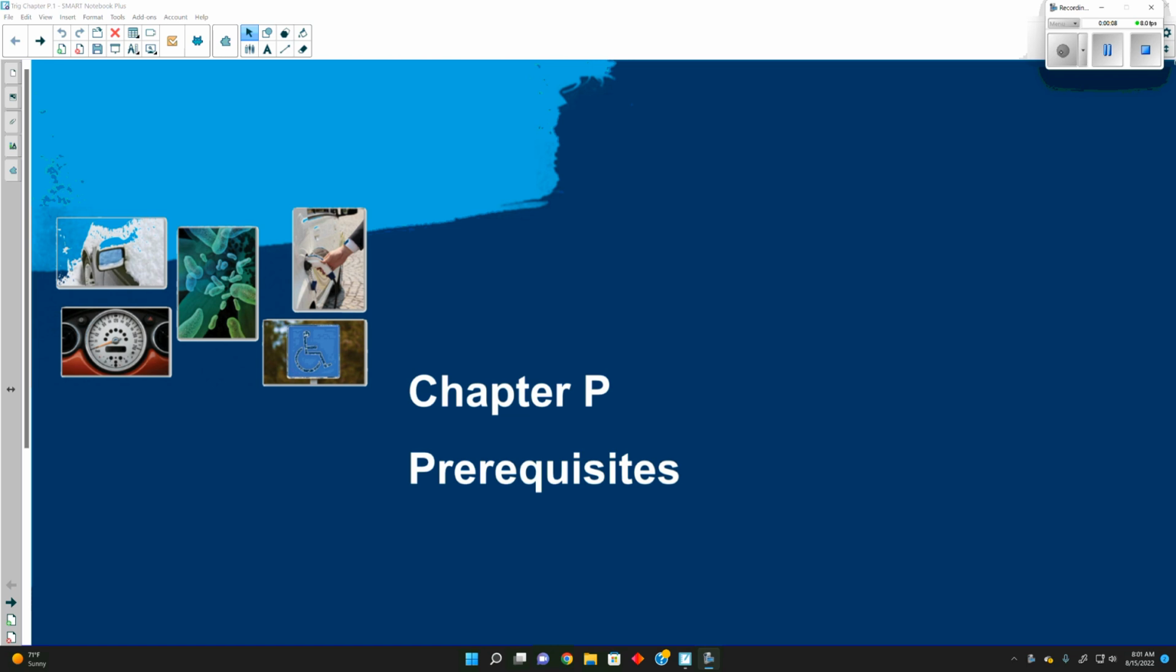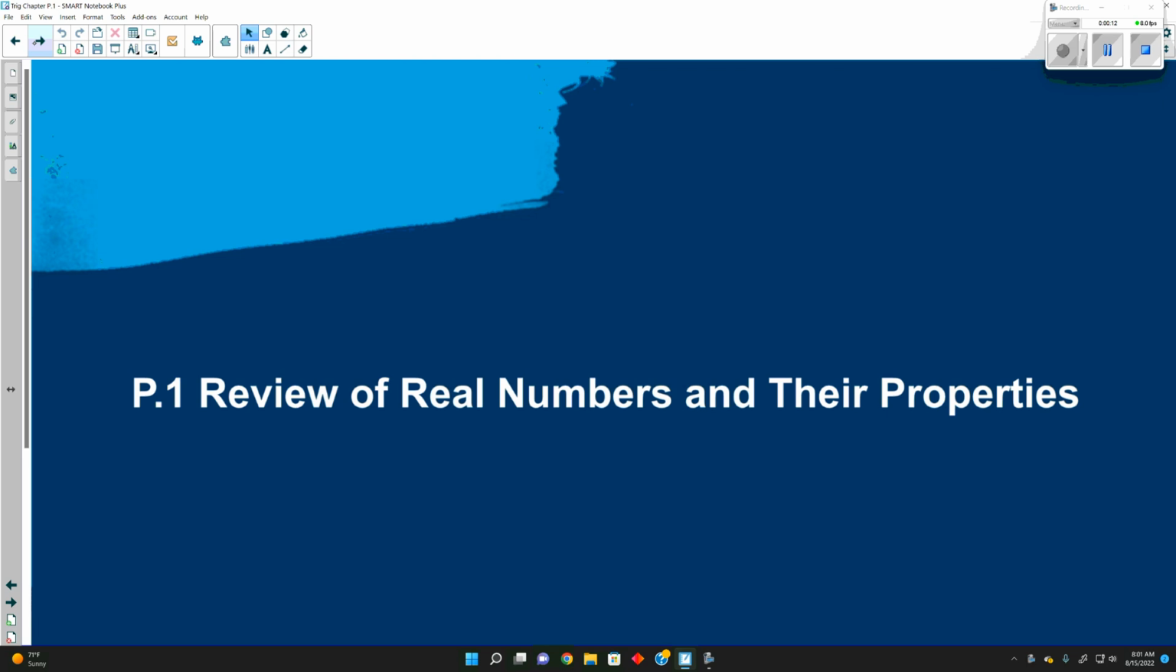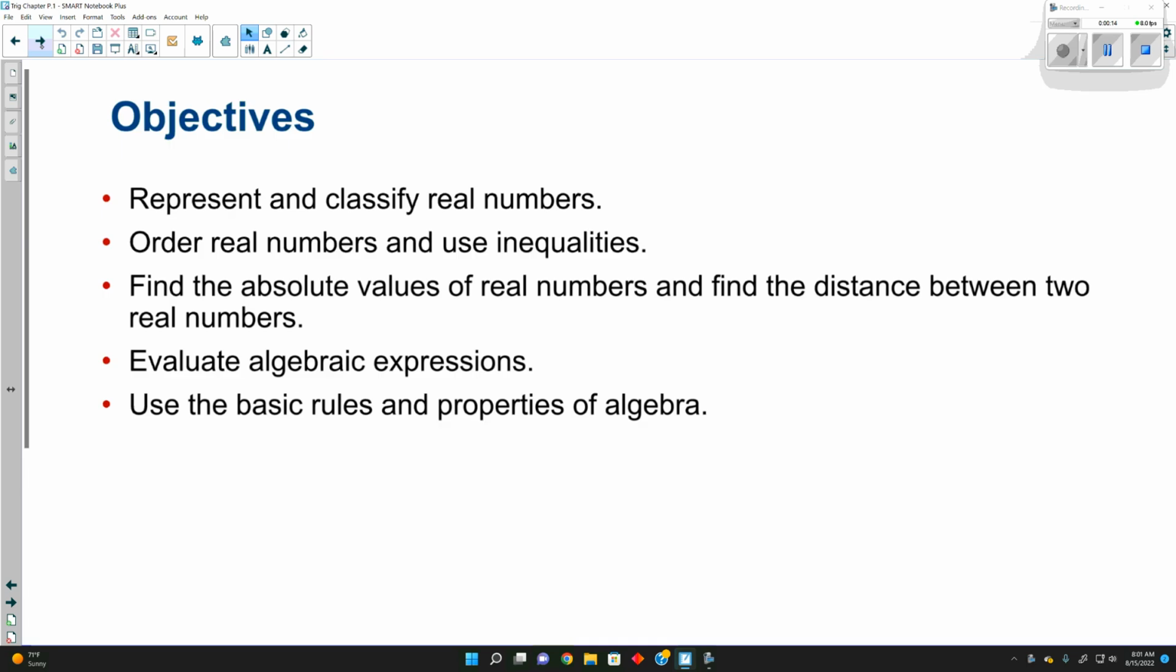Chapter, and especially for this first section of this first chapter. Because most of what we'll be looking at, and this is kind of our objectives, is representing and classifying real numbers, ordering real numbers and using inequalities, finding the absolute value of a number and the distance between two numbers, and evaluating algebraic expressions, and using basic rules and properties.